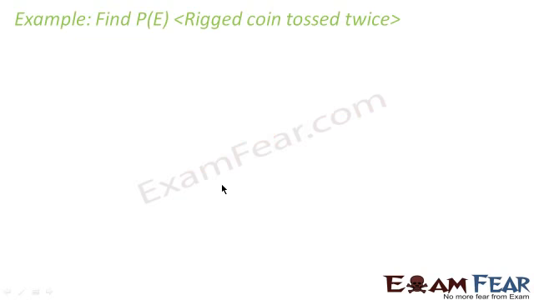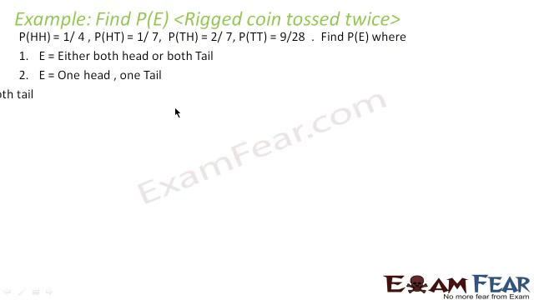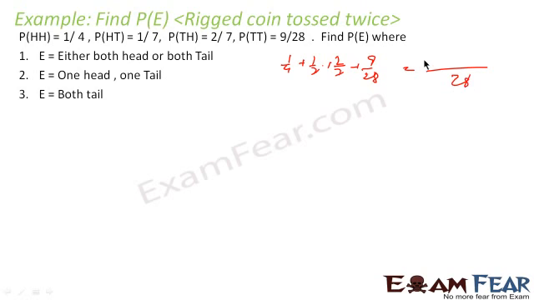Let's take another question. We have a similar question, but here it is 9 by 28. So let's see first if this is also axiomatic or not. So 1 by 4 plus 1 by 7 plus 2 by 7 plus 9 by 28, with 28 common, is 7 plus 4 plus 8 plus 9, which is 28 by 28, equal to 1. So that means it is axiomatic. Since it is axiomatic, we can solve this question now.